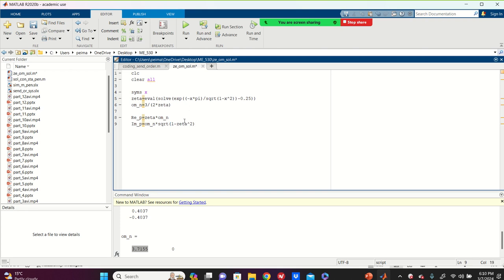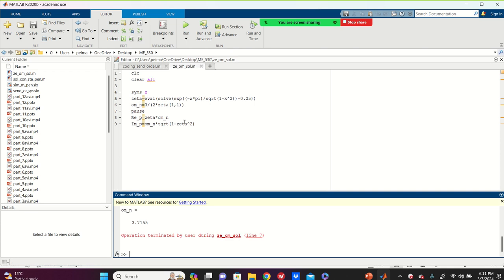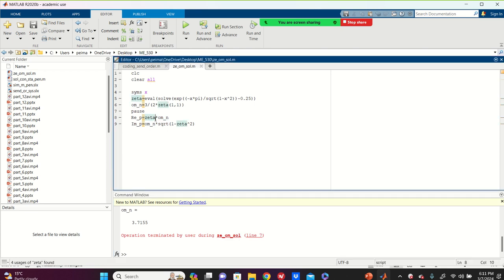You got it? Actually, zeta 1 and 1, because see, first row and second, and that's why I'm doing it like that. Let me put a pause here to make sure that I'm doing it correctly. Omega n is right, and here also I have to do this. Zeta 1 and 1, the positive one. Zeta 1 and 1 square. And we don't need this.